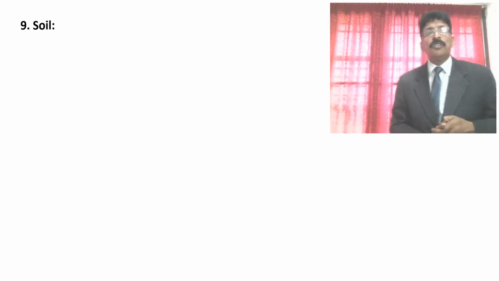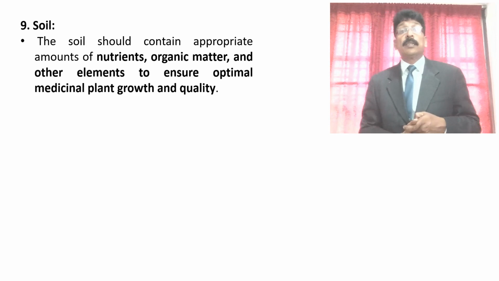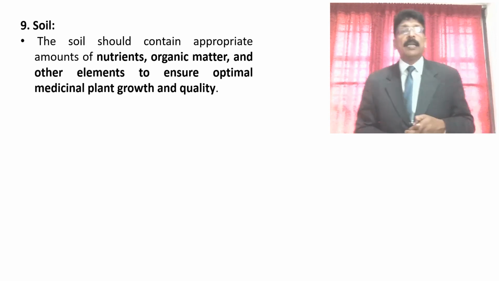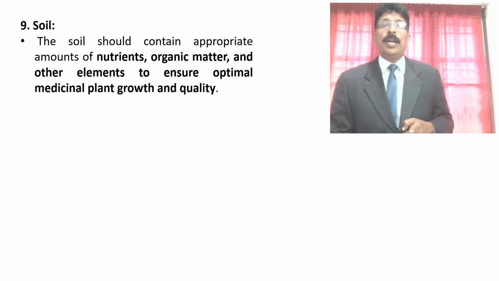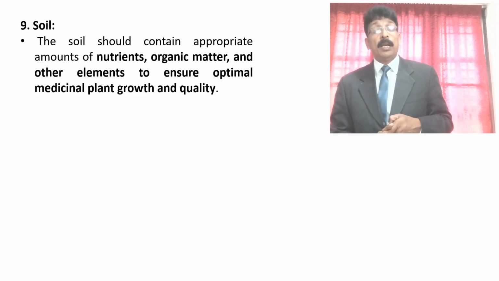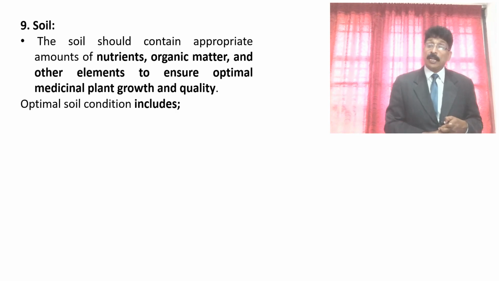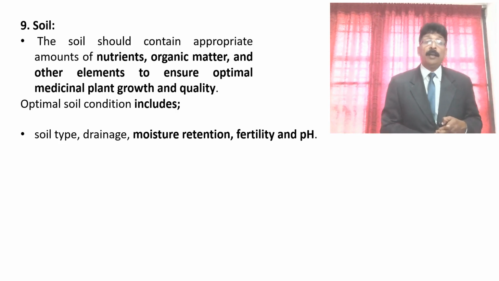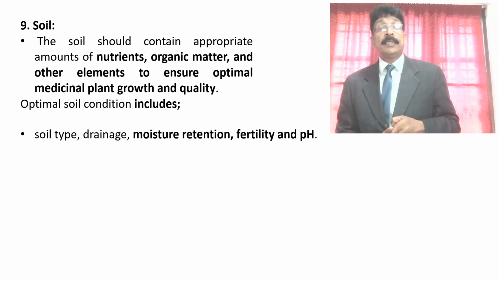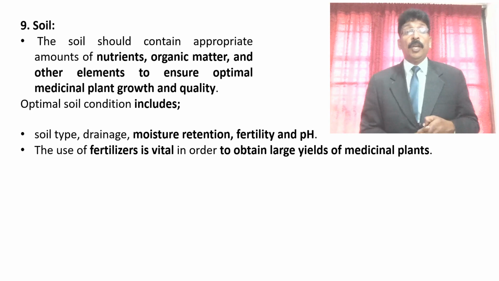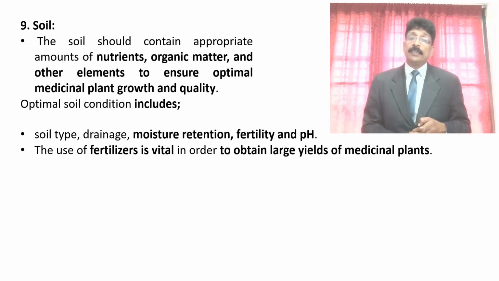Soil, when you see soil, the soil should contain appropriate amounts of nutrients, organic matter and other elements to ensure optimal medicinal plant growth and quality. The optimal soil condition includes soil type, drainage, moisture retention, fertility and the pH. The use of fertilizer is vital in order to obtain large yields of medicinal plants.